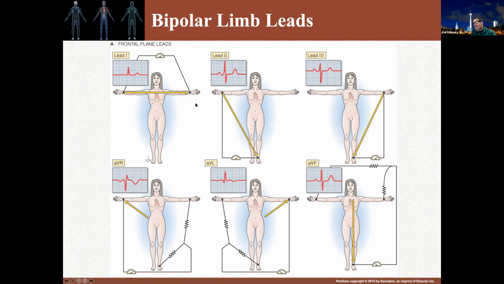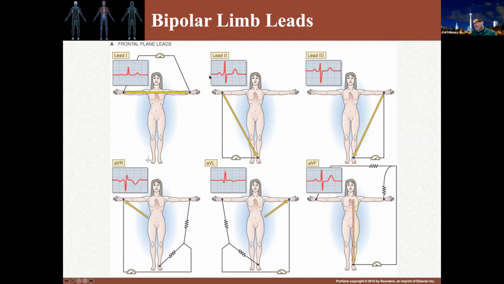Lead 2, on the other hand, we switch this positive lead here from left arm to left leg. And now this axis is going to go from right arm to left leg. And if you think about the position of the heart, this is certainly going to include much of the ventricles. And then for lead 3, we switch the negative from the right arm to the left arm, keeping the positive still on the left leg. And that gives us lead 3.